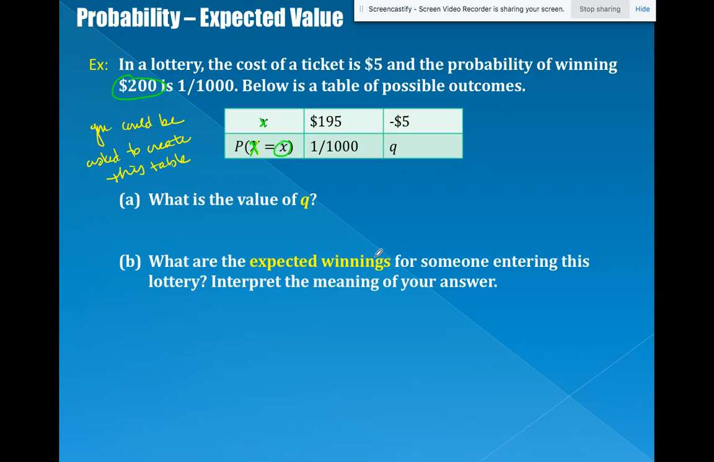Well, what does this say? This says you have a 1 in a 1,000 chance, not of winning 200. Why? Because you bought a ticket. You had to lay out $5 to begin with. So you take $5 from your pocket and you put it down. You have a 1 in 1,000 chance of winning 200, but you already spent 5. So really your winnings, this is your winnings. You won 195, but you spent 5. If you lose, you're down that $5 because you put that $5 out there and you ain't getting it back. So that's where these values come from.